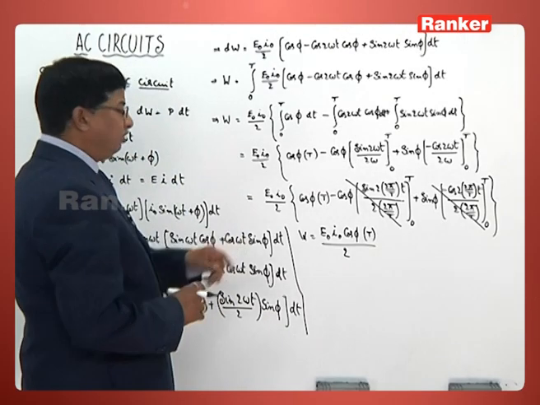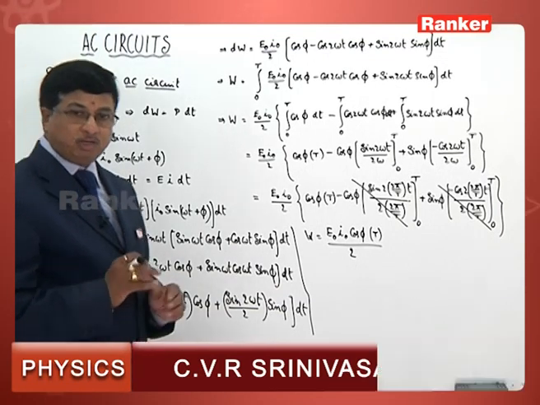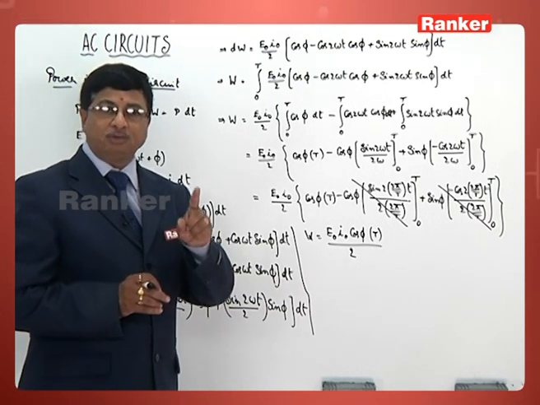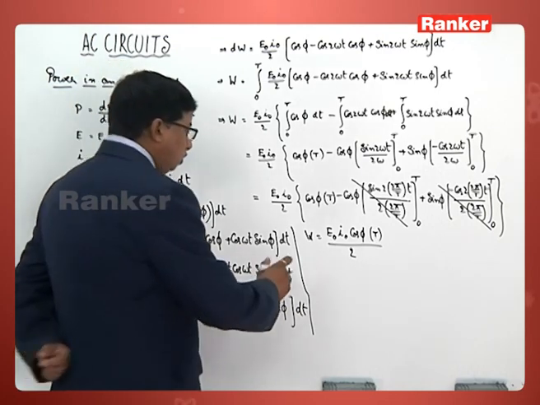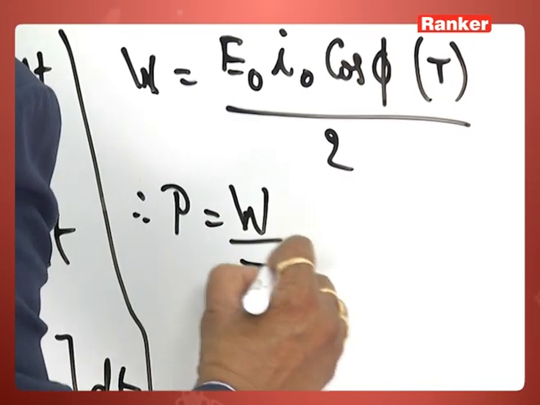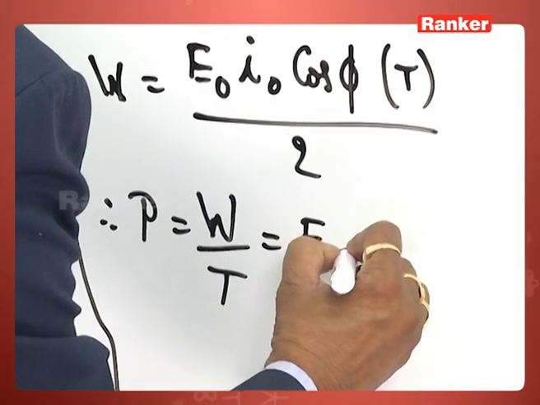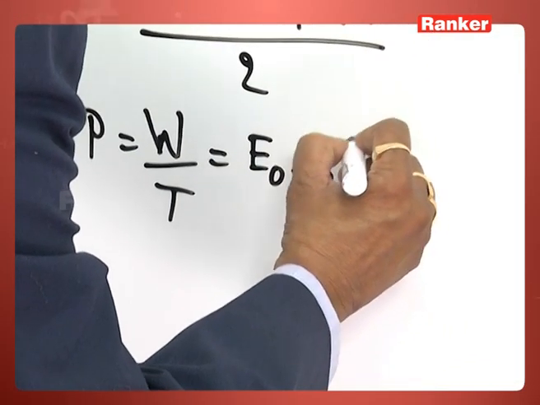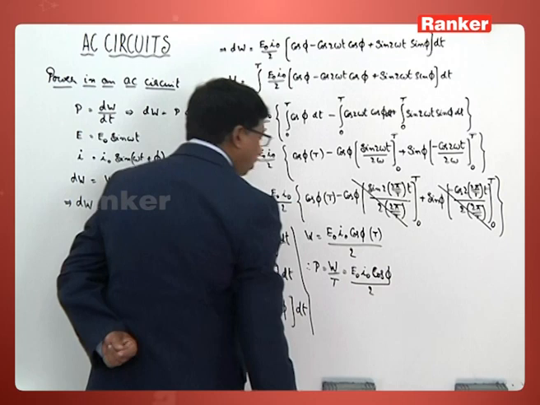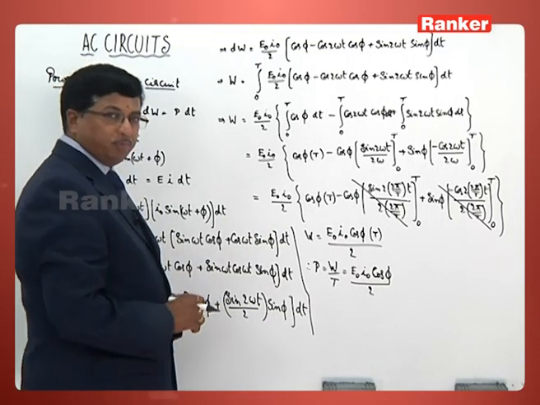But in fact, our intention is not to calculate the work done in this case. Work alone will not be our resultant. Our result is to calculate the power. Therefore, we can write power is equal to work by time. Then this t getting cancelled, you will be left with E naught I naught cos phi divided by 2.